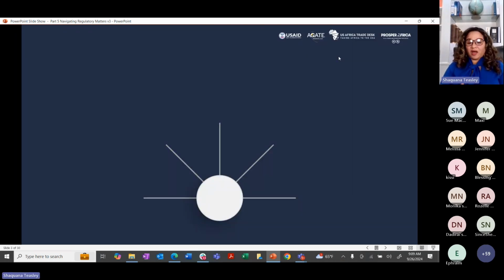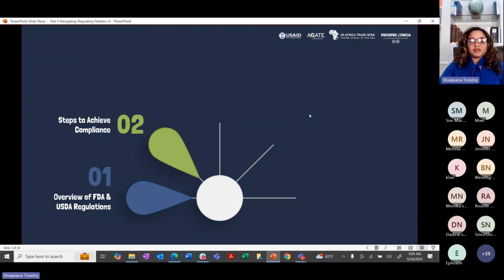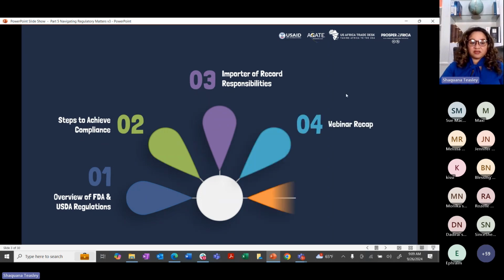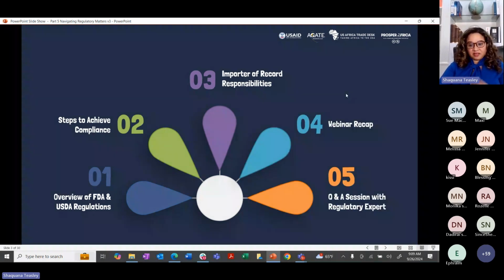So today we're going to go through our agenda. I think it's very important that you understand what we're going to discuss so you can allocate your time and think about the questions that you want to ask in the end. So first, we're going to go over an overview of FDA and USDA regulations. Then it's very important to understand the steps.